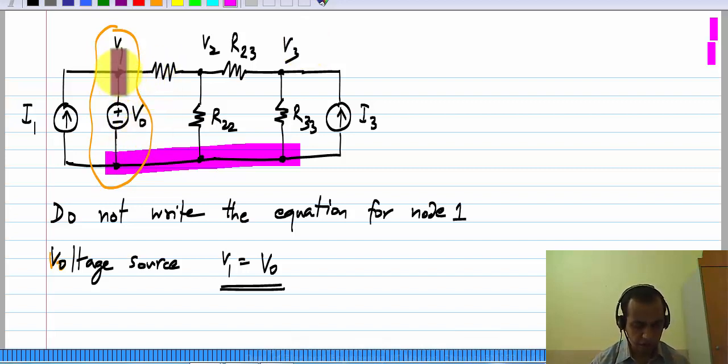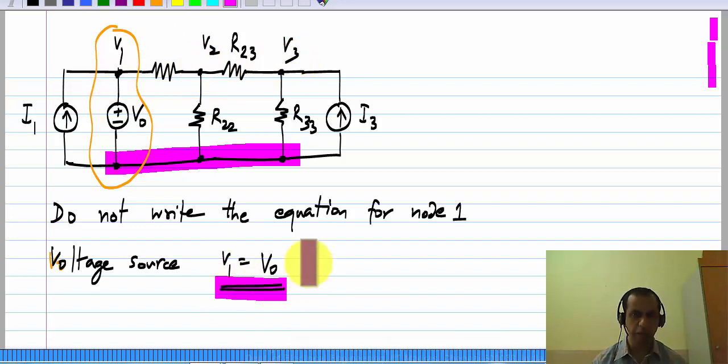Clearly in this case, when you have a voltage source like this, the voltage at node 1 will be equal to V0. So you don't need to solve for this one. You can take it as a given and solve for the rest of it. Or if you still want to write 3 equations in 3 variables, you would have written it for V2 and V3, and you have this equation V1 equals V0. Either way is perfectly fine.